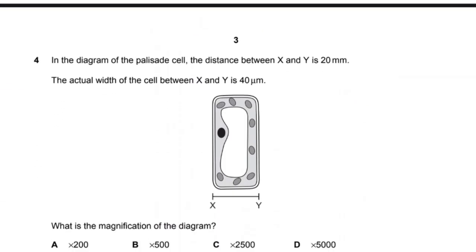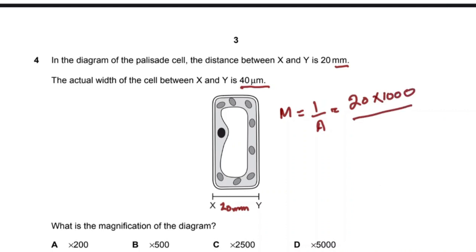Here they have shown the diagram of a palisade cell and they have shown the distance XY as 20 millimeter, and the actual size is given as 40 micrometer. Both must have the same units. The formula of magnification is equal to image over actual. Image is 20. Because it is in millimeter, we have to multiply it by 1000 to convert it into micrometer and then we divide it by 40. The answer will be 500. B is the right answer.